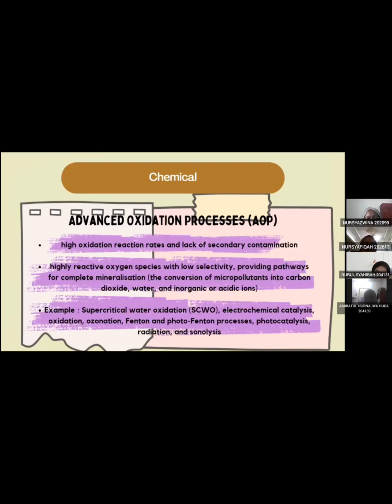For the chemical, it involves high oxidation reaction rates and lack of secondary contamination. So the chemical treatment which is very suitable for waste oil is the advanced oxidation processes, which are highly reactive oxygen species with low selectivity, providing pathways for complete mineralization, which is the conversion of micropollutants into carbon dioxide, water, and inorganic or acidic ions. Examples: supercritical water oxidation, SCWO, electrochemical catalysis, oxidation, ozonation, Fenton and photo-Fenton processes, photocatalysis, radiation, and sonolysis.